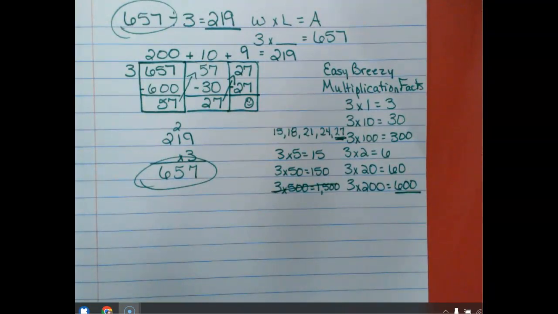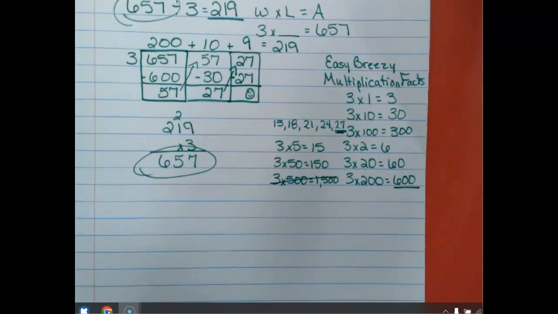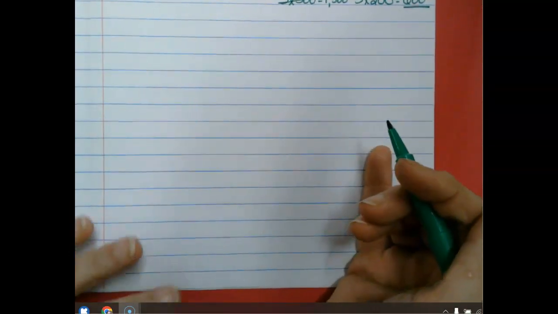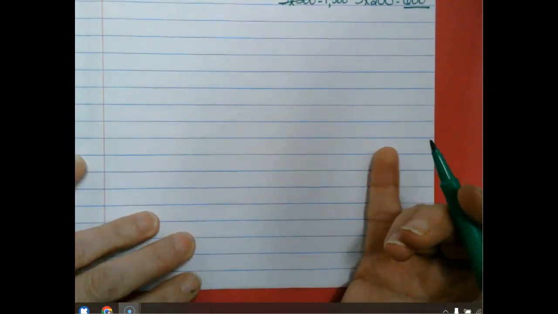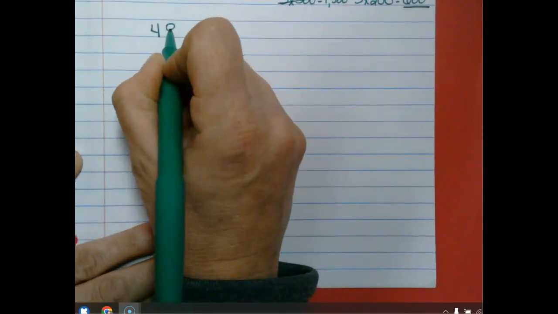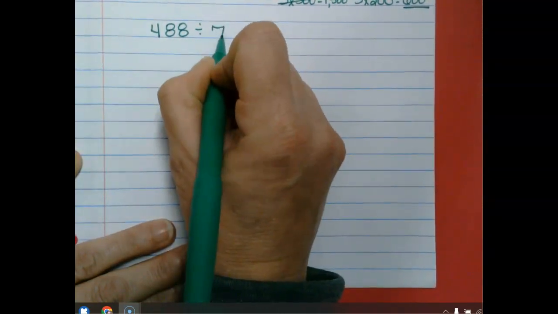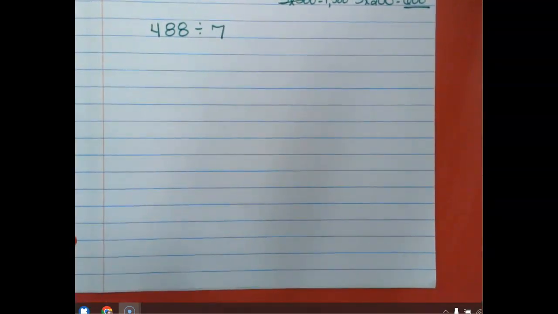All right, so let's do one more of the area model, and then I'll let you try one on your own, okay? So let's try dividing, see if we can find one this time that has a remainder, okay? So let's look at 488, and we're going to divide that by 7, okay? So 488 divided by 7.